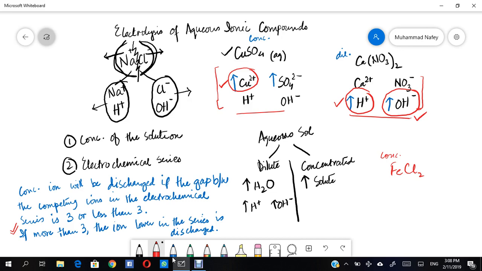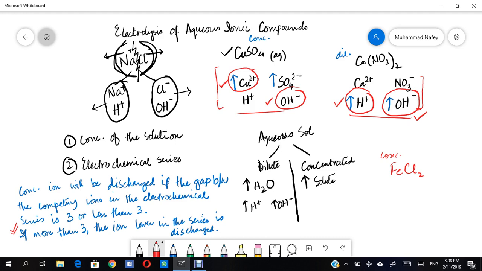Now let's take a look at the anionic side. In the anionic part, we see that sulfate is the concentrated ion, and if the gap between sulfates and hydroxides is 3 or less than 3, then sulfate should be discharged. However, the gap between sulfates and hydroxides is greater than 3, with hydroxide being lower in the series. Therefore, the second clause of the law kicks in and hydroxide ions will be discharged despite not being concentrated.